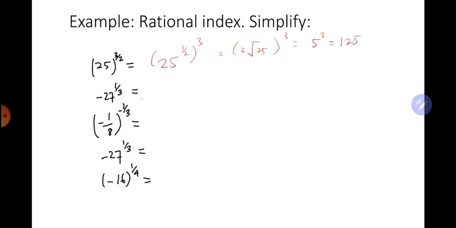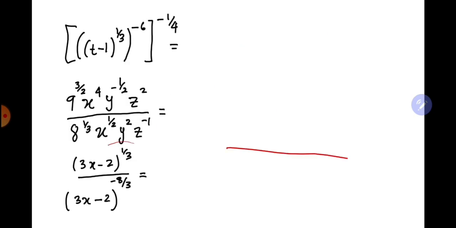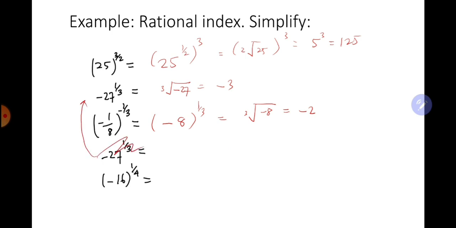Alright, now for the second one, we have root 3 of negative 27. So this is actually negative 3, right? And now we have this one. You can rewrite this as negative 8 power 1 over 3. So you make the 1 over 3 positive, and this will be equivalent to root 3 of negative 8. This is going to be negative 2. Alright, now we have 27 power 1. This one is the same, so leave that one.